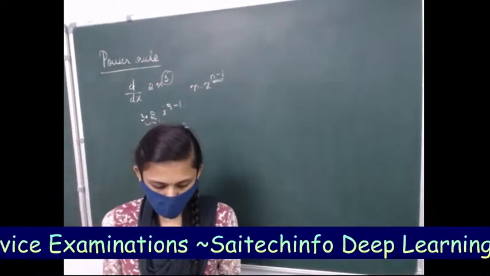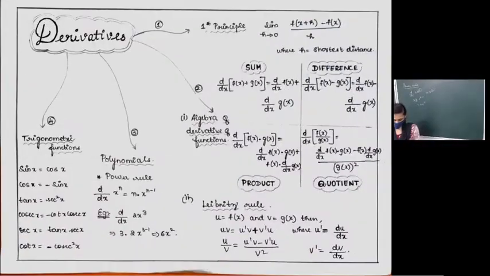And the last concept here is trigonometric functions. In derivatives, the derivative of sin x is cos x, the derivative of cos x is minus sin x, and tan x is equal to secant square x. The derivative of cosecant x is equal to minus cot x into cosecant x. Secant x is equal to tan x into secant x. Cot x is equal to minus cosecant square x. We can easily remember this by: if the function starts with the letter C, the value will come in negative.